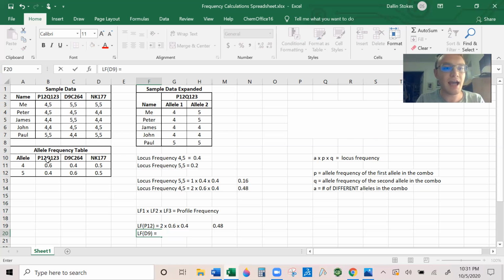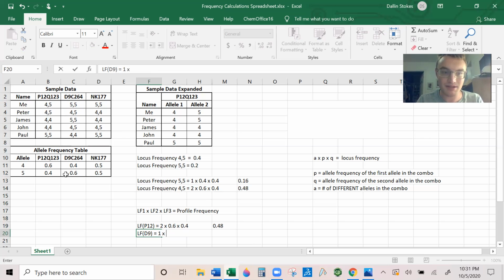Now for me, I have a 5-5 combo at D9. So we use A times P times Q because this is a locus frequency. Both of my alleles are the same. They're both 5s. So the number of different alleles in the combo, A, is going to be 1, because both of my numbers are 5s. So A is 1 times the allele frequency of getting a 5 at D9.